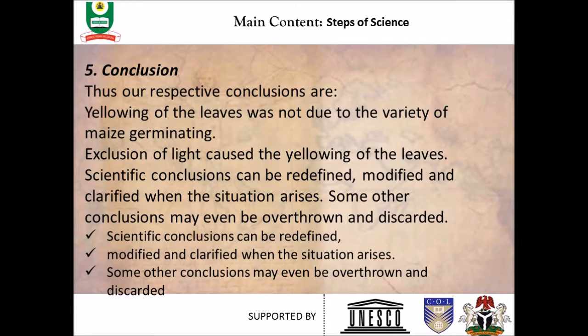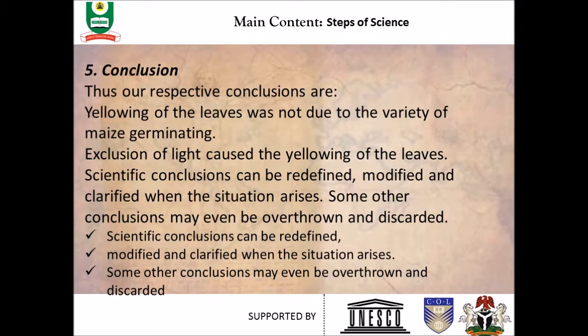The next step after experimentation is conclusion. The test of the first hypothesis, therefore, leads us to reject that hypothesis, while our test of the second hypothesis leads us to accept the second or alternative hypothesis. Thus, our respective conclusions are: yellowing of the leaves was not due to the variety of maize germinating. Exclusion of light caused the yellowing of the leaves. Scientific conclusions can be redefined, modified, and clarified when the situation arises. Some other conclusions may even be overthrown or discarded.